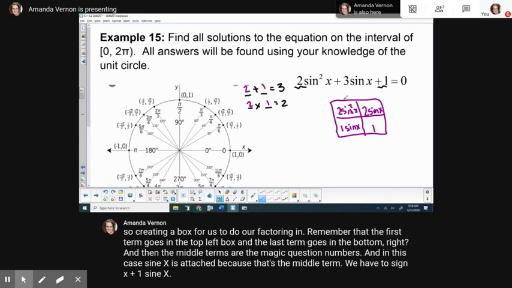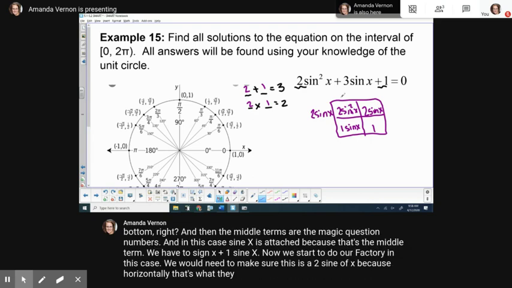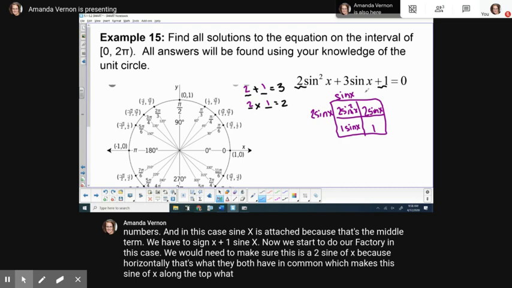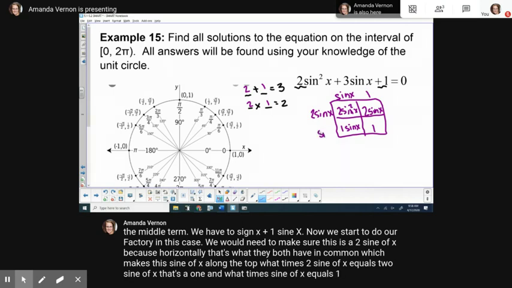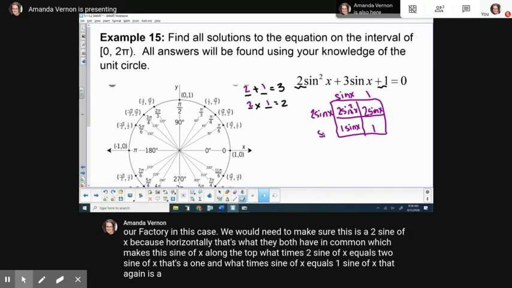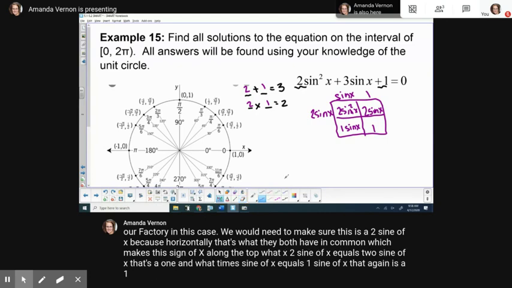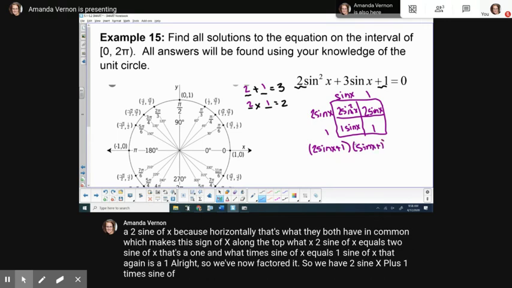Now we start to do our factoring. In this case, we would need to make sure this is a 2 sine of x because horizontally that's what they both have in common, which makes this sine of x along the top. What times 2 sine of x equals 2 sine of x? That's a 1. And what times sine of x equals 1 sine of x? That again is a 1. All right, so we've now factored it. So we have 2 sine x plus 1 times sine of x plus 1 equals 0.